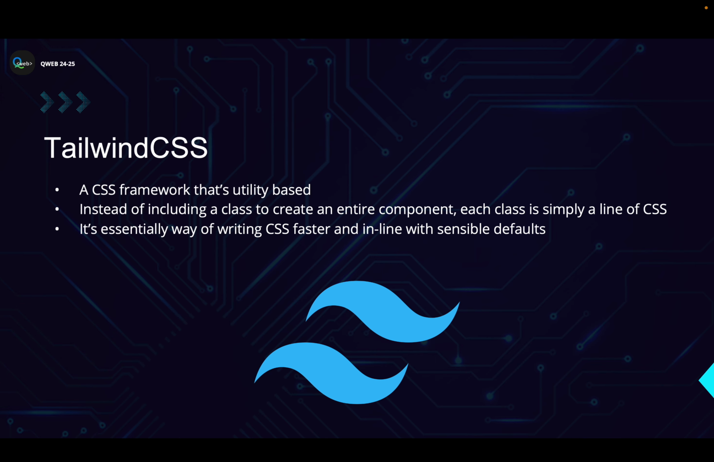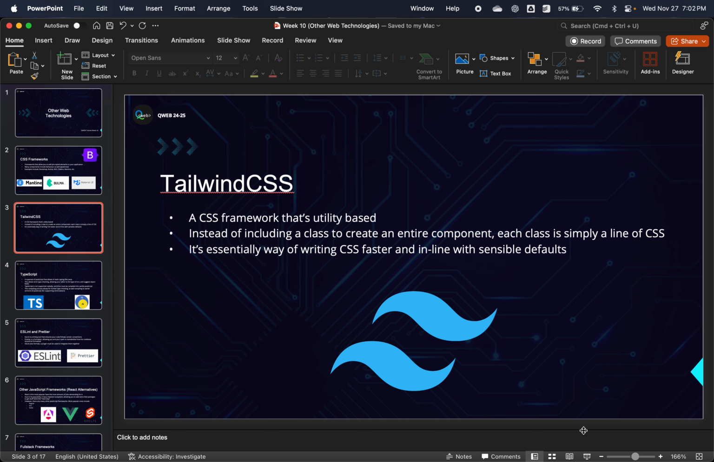Tailwind is also another CSS framework, but I separated it out because it's much more popular. I wouldn't say much more popular. It's quite different in the sense that it's utility based. So instead of writing a class that represents a button, essentially you write a class and that class represents one line of CSS. So essentially it's an easier way of writing CSS that's faster and inline.